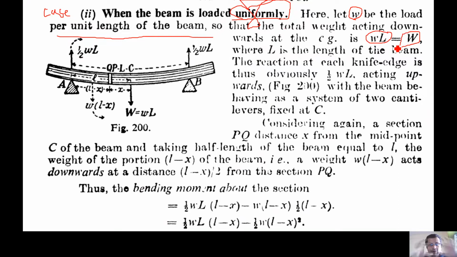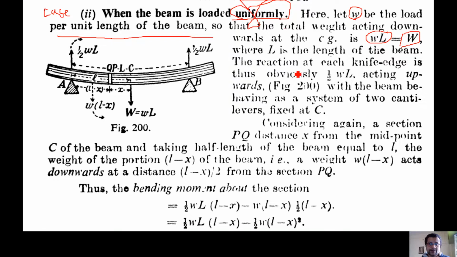center of mass, that all the mass distribution is positioned at the center of that particular body. So here the CG position is the central position, and the total weight, which is acting downward, is W, capital W.